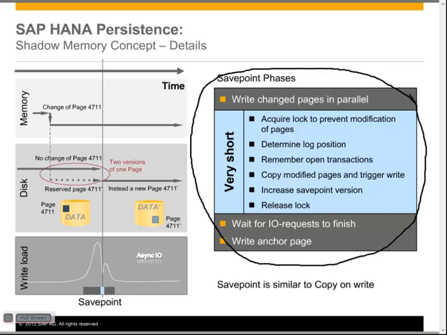So after a restart, the system is restored from the save point version of the data pages. This way, all data changes written since the last save point are automatically rolled back. After this save point is restored, the log is replayed to restore the most recent committed state.